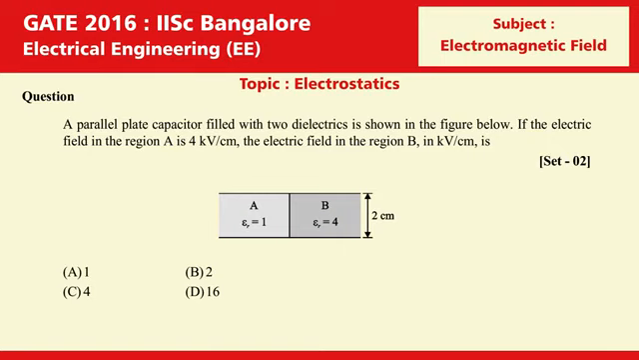A parallel plate capacitor filled with two dielectrics is shown in figure below. If the electric field in the region A is 4 kilovolt per centimeter, the electric field in region B in kilovolt per centimeter is option A 1, option B 2, option C 4 and option D 16.